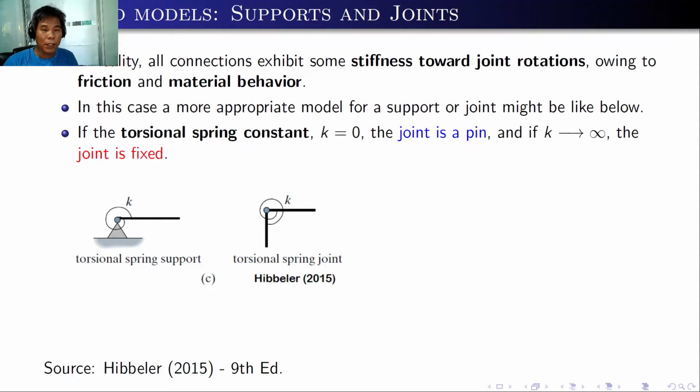In reality, all connections exhibit some stiffness toward joint rotation, owing to friction and material behavior. So in this case, a more appropriate model for a support or joint might be like below. If the torsional spring constant is equal to 0, that is K is equal to 0, then the joint is a pin joint. So you can see here the first diagram, the torsional spring support with K equal to 0. It is a pin. And if K reaches infinity, the joint will become fixed, this one. If you have K infinity, then the joint for these two members will be fixed.